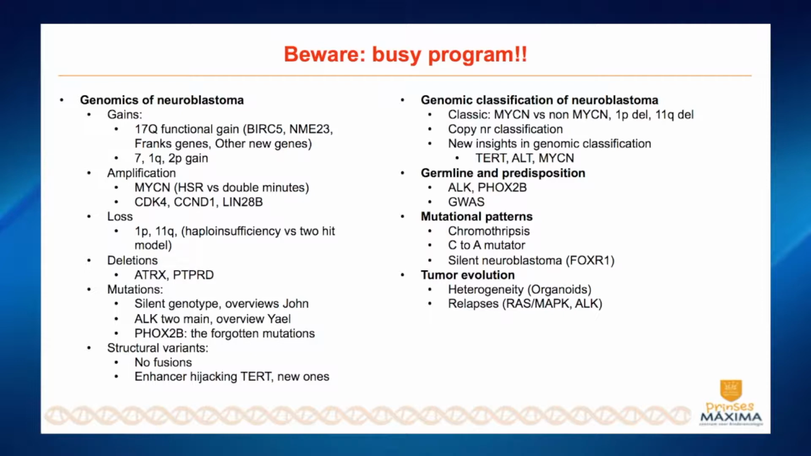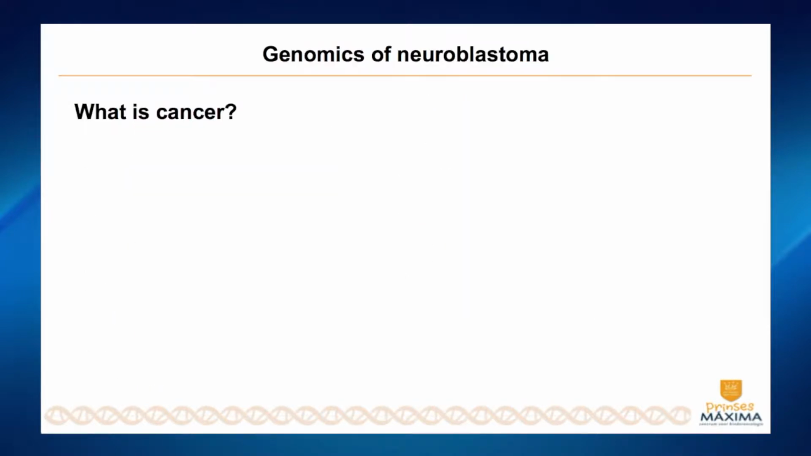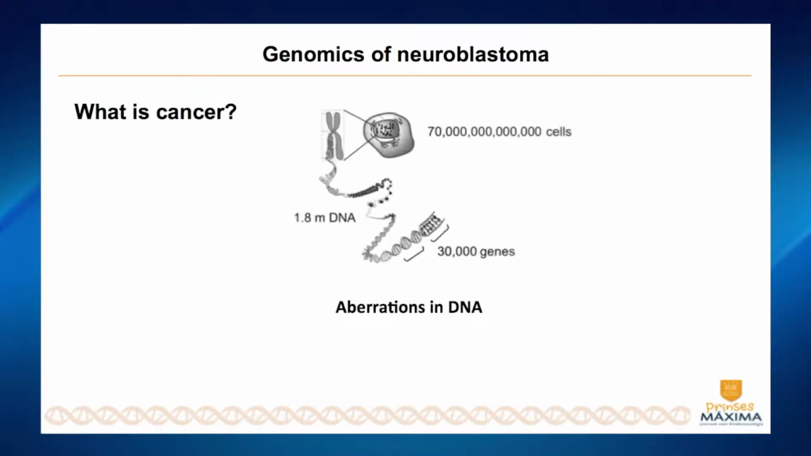Let's start. So to start with the basics, what is cancer? Cancer is, of course, fast-growing cells, but in essence, I think cancer is based on genomic aberrations. In every human, there are about 70 billion cells, and each cell has 1.8 meters of DNA folded up into this tiny little nucleus, and that DNA contains information for 30,000 genes. If there are aberrations in those genes, your cells deregulate, first hit, second hit, and finally you get a full-blown tumor cell.